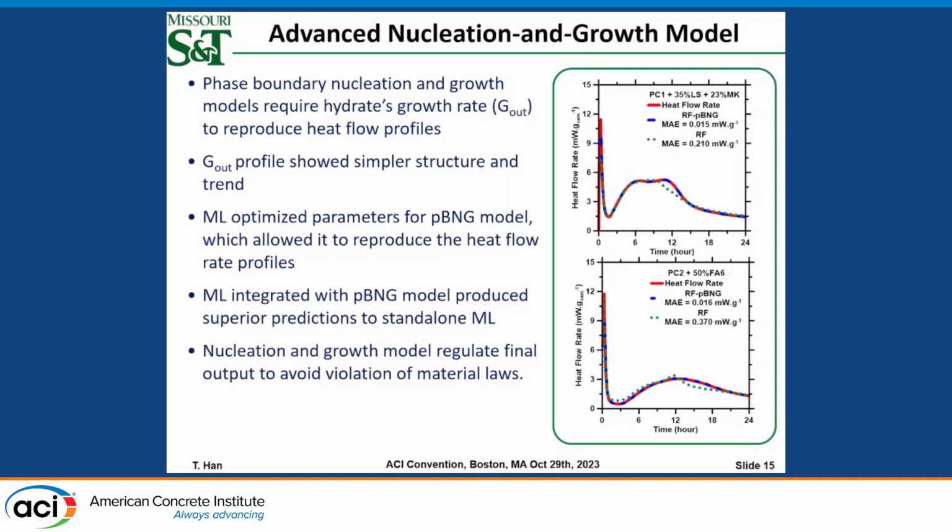So here are our results. After we predict the growth rate, we implement it in the nucleation and growth model, and we get the result. The blue line is the result from the nucleation and growth rate model. And the green dot is the prediction directly from the machine learning model, where we use the machine learning model to directly predict the heat flow. You can see the green dot cannot capture the peak here, but the result from the nucleation and growth model, you can see is an excellent prediction.